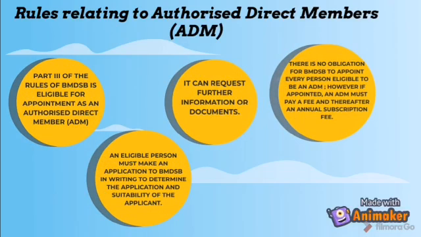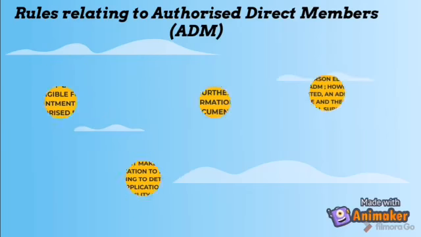Next are the rules relating to authorized direct members. Part 3 of the rules of BMDSB covers eligibility for appointment as an authorized direct member, ADM. An eligible person must make an application to BMDSB in writing to determine the application and suitability of the applicant. It can request further information or documents. There is no obligation for BMDSB to appoint every person eligible to be an ADM. However, if appointed, an ADM must pay a fee and thereafter an annual subscription fee.